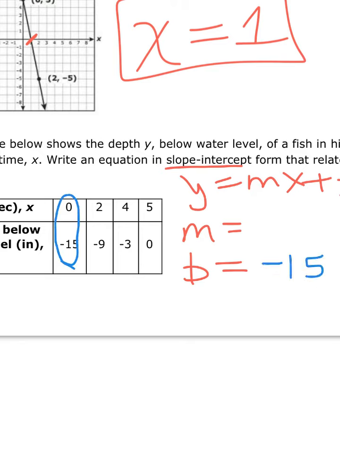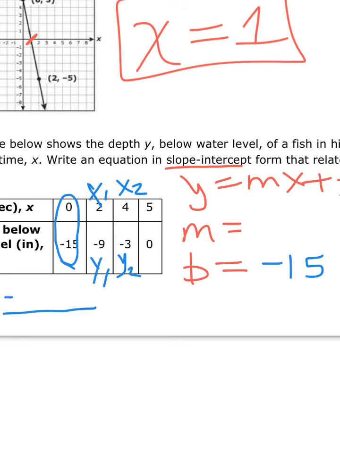What about my slope? What do we have to do? We use the slope formula, right? So I need 2 points. Which 2 points should I use? 2 and negative 9. So I've got x1, y1. Okay, I need another one. 4 and negative 3. x2, y2.